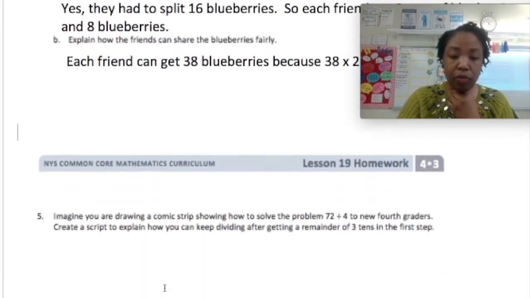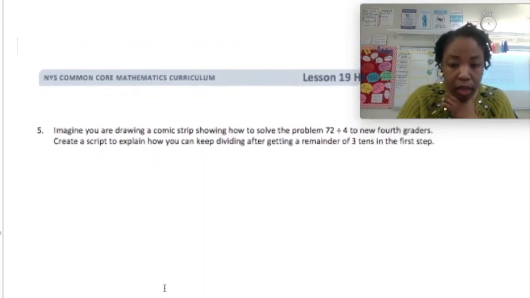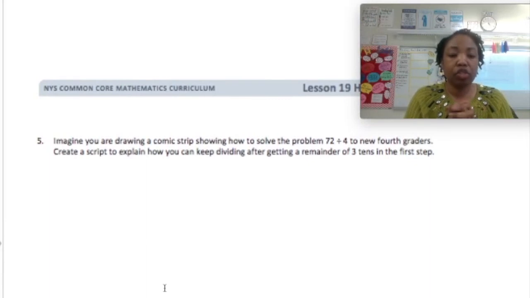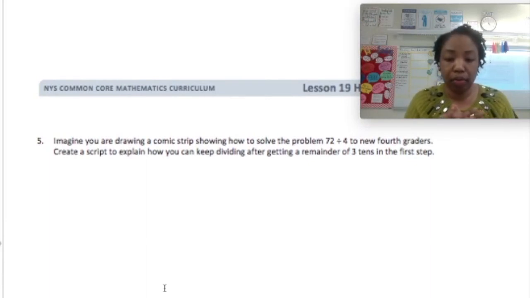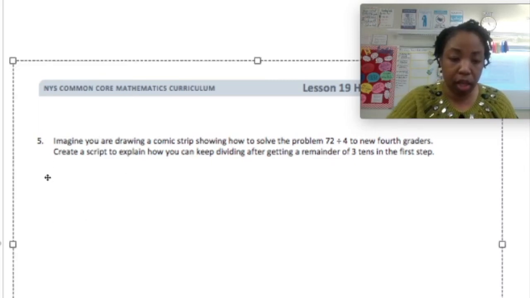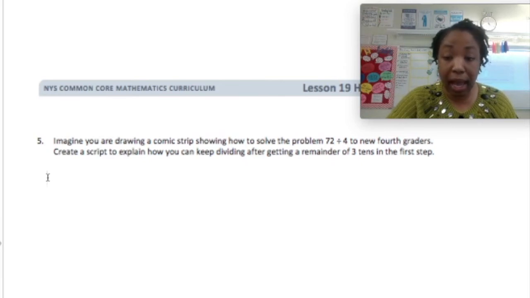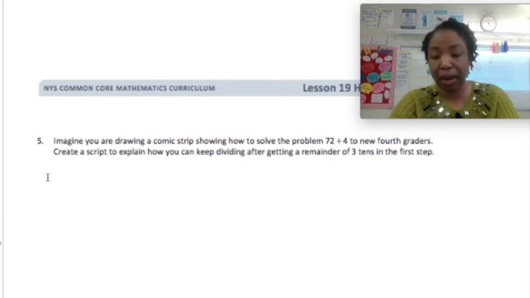All right, let's move on. Imagine you are drawing a comic strip showing how to solve 72 divided by 4 to two new fourth graders. Create a script to explain how you can keep dividing after the remainder of tens in the first step. So, we're going to write a script explaining how to divide 72 divided by 4.